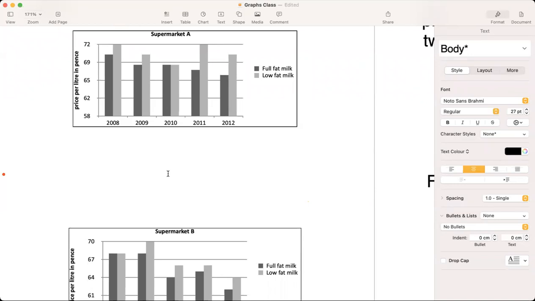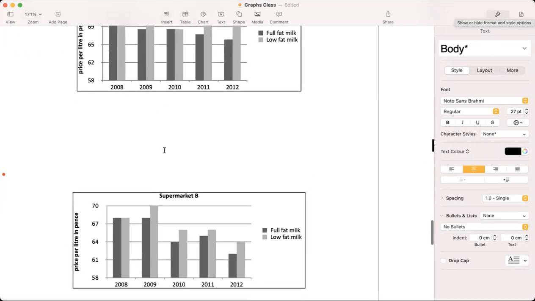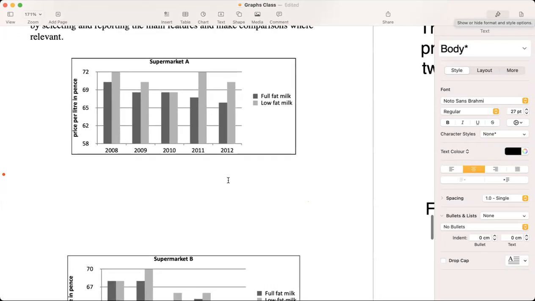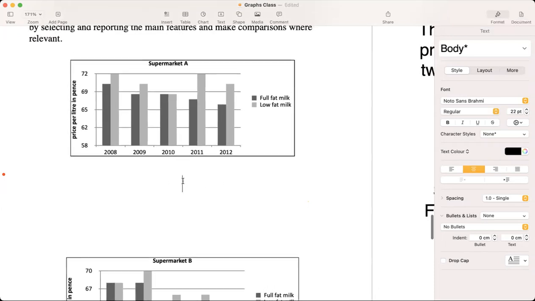Jasleen, you have a doubt? Okay, no. Ashik, do you have a doubt? Sir, for both the categories, full fat milk and low fat milk, we have to do the same, sir. Same thing for every year. You have to compare. You're comparing the supermarkets, so only change the supermarket. Okay. Sir, we have to mention it in the body paragraph, sir. No, I'll show you where to write. Okay.